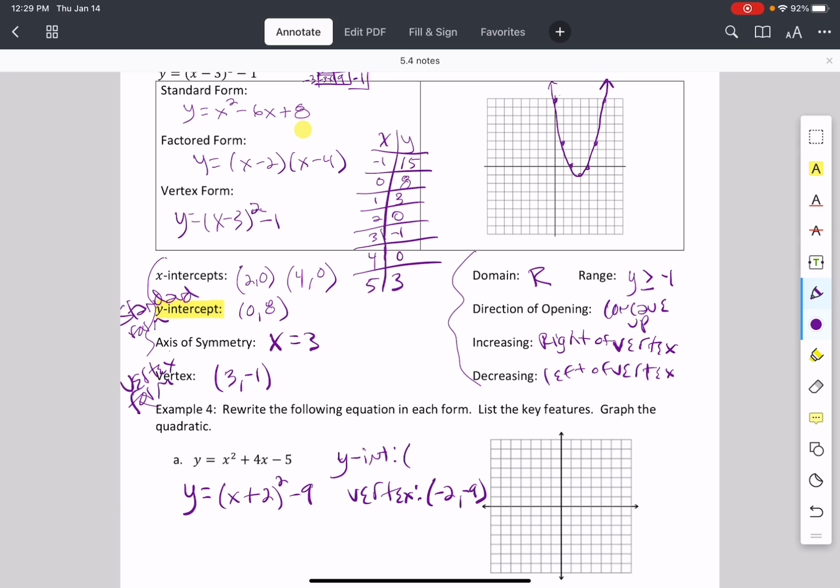Do you understand what we're talking about? Nope, that's a good guess though. My question was, here's the standard form. So what's the y-intercept? -5, just -5? 0, -5.